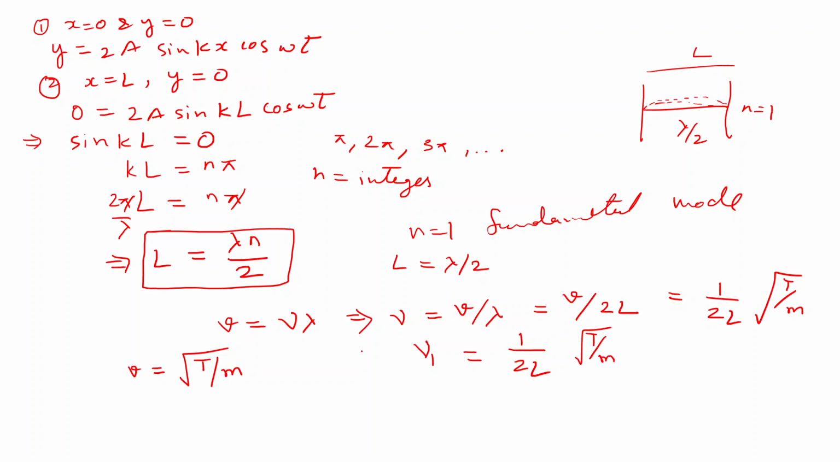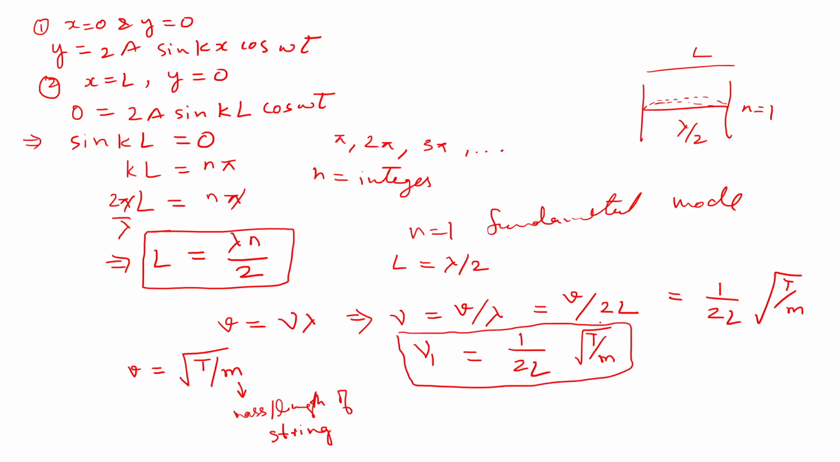So the frequency for the fundamental mode, n is equal to 1, means the standing wave generated is this lambda by 2. The frequency here is given by 1 over 2L, where L is the length of this string, and T is the tension in the string divided by mass per unit length. Here the mass is the mass per unit length of the string, or rope, or whatever that thing is. So this is the formula for the frequency of the fundamental mode.